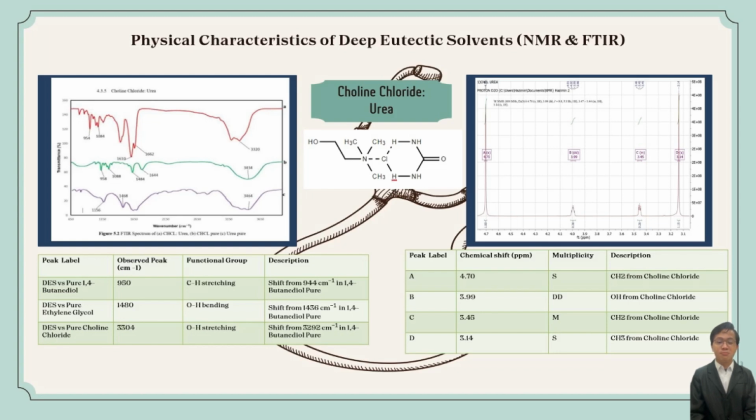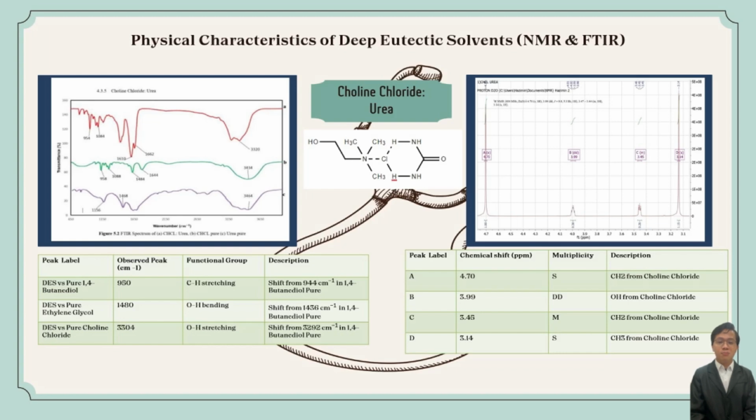Complementing the FTIR spectra, the NMR findings offer detailed insight into the molecular structure of the choline chloride urea sample. The spectrum shows 4 distinct peaks, each corresponding to different hydrogen environments within the compound.